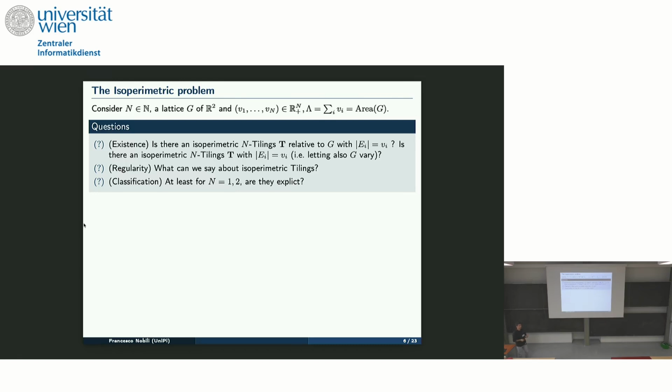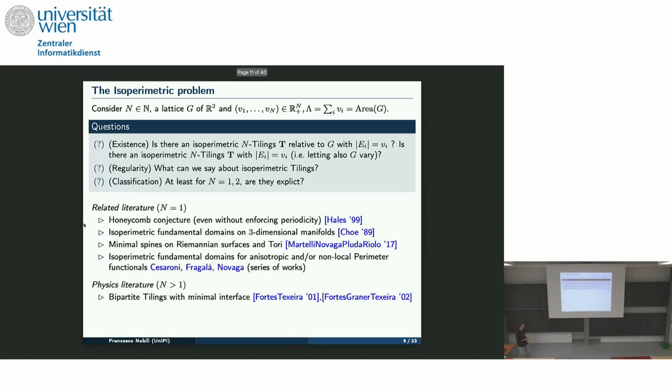And of course, it's both relative to the lattice G, or in the sense of varying also the lattice. You can ask about regularity, so a qualitative description, at least at the regular level, of how they look in the plane, and classification. This would be the second part. So at least, for instance, with 1 or 2 repeating cells, how do these tilings look out of an isoperimetric condition. And as was mentioned, there is a literature for n equal to 1.